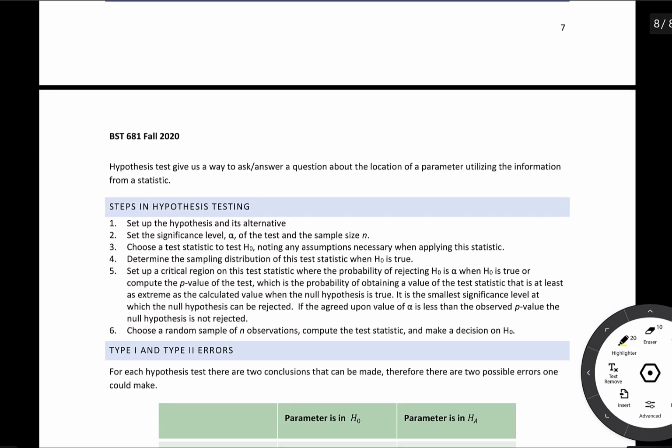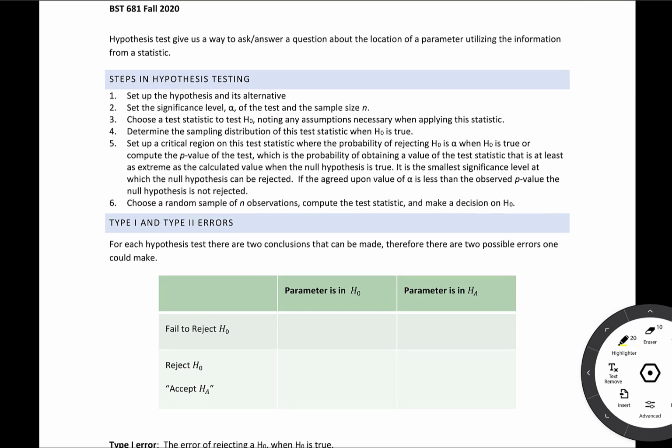And then finally, we've got hypothesis testing. It gives us a way to answer a question about the location of a parameter using the information from a statistic. One of the key concepts in a hypothesis test is that there's some real truth in the population. So we split the hypothesis test into the null and the alternative. We don't know where the parameter is for sure. The parameter could be in the null or in the alternative. So one of these is the truth.